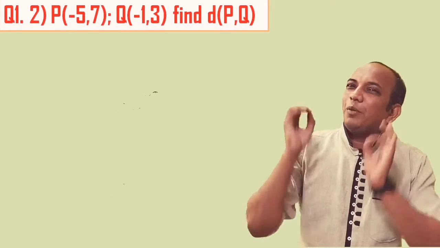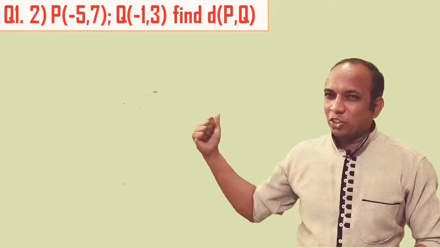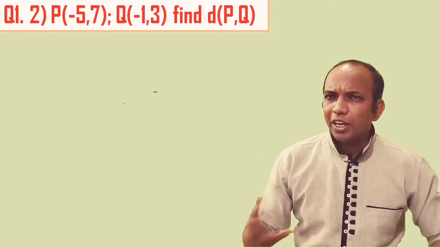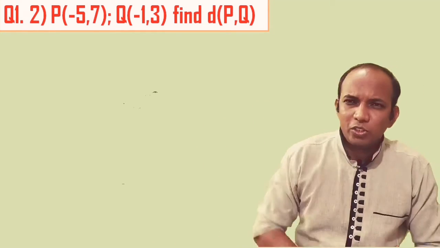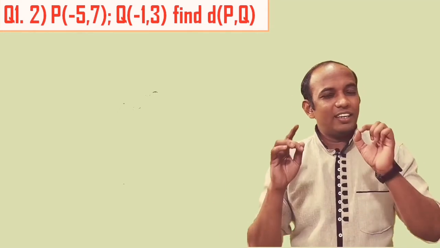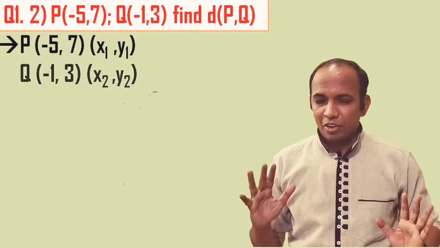The question is, point P has coordinates -5 and 7, that is x1, y1, and point Q has coordinates -1 and 3, that is x2 and y2. Now again we move ahead with the distance formula the way you are looking on the screen. While substituting the values in the formula, you have to be very cautious, very careful.